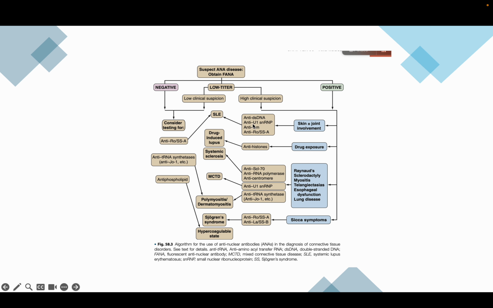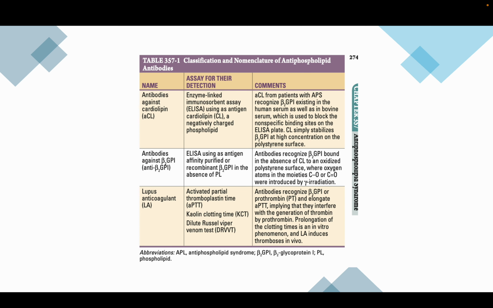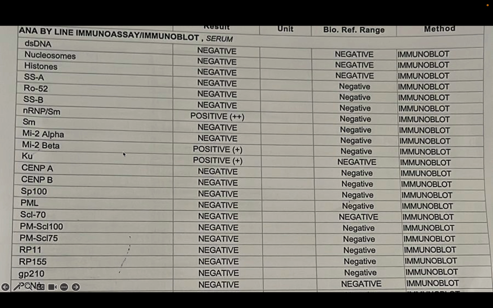So these tests, whether dsDNA or U1RNP, are generally done by immunoblot where you want to diagnose. If you want to know the proper disease titer and activity, you should send for ELISA. ELISA will give you titers. Here you won't get any titers; you'll get positive, and you won't get any dilution either. Anything more than or equal to 2 plus is significant.